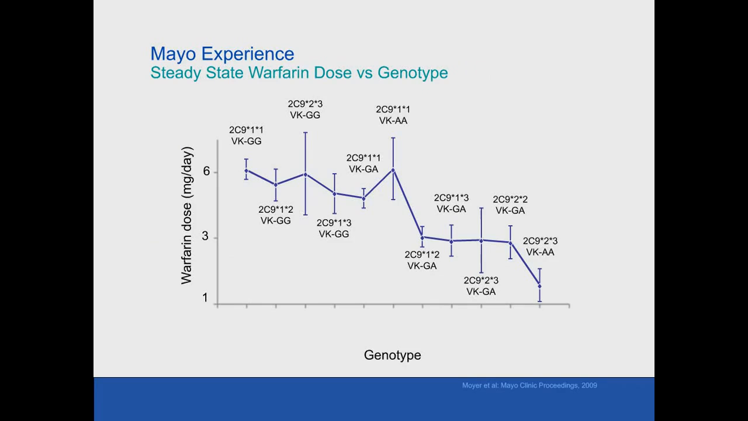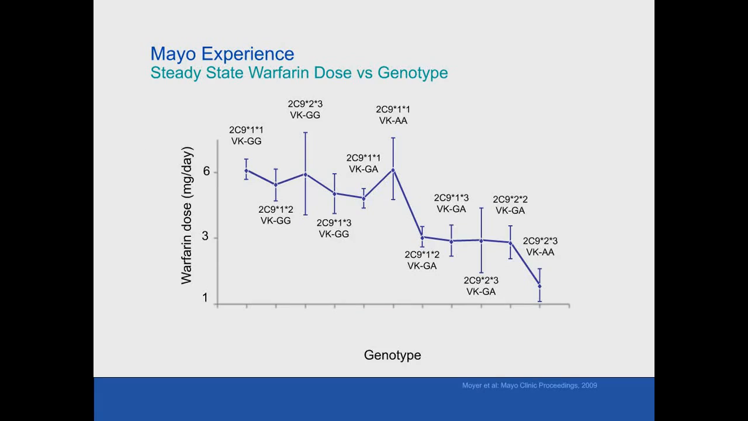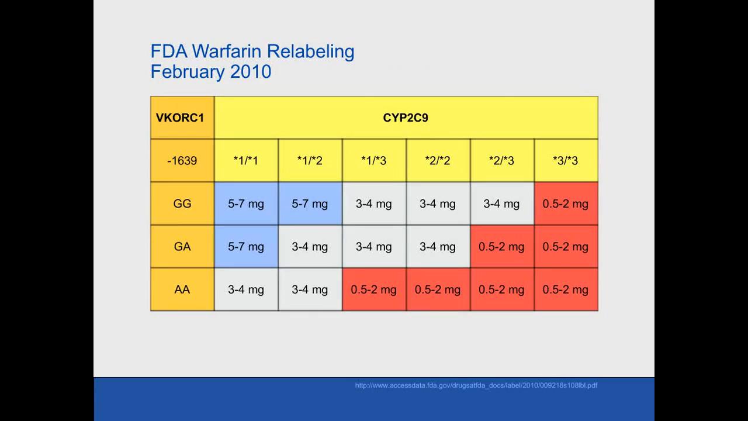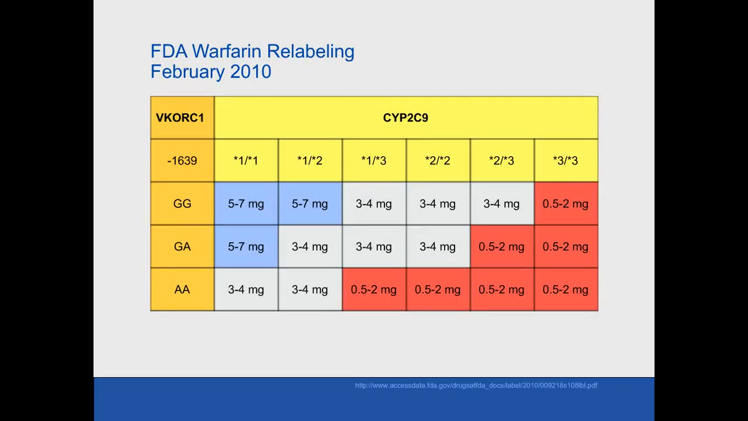Come back to the Mayo experience. I showed you this slide earlier, and I'm going to move on now to the FDA warning relabel that occurred in February 2010. I'm going to flip back and forth between these two slides. They are virtually identical. So the recommendations for dosing put out by the FDA in 2010 are essentially identical to the experience that we had at Mayo.